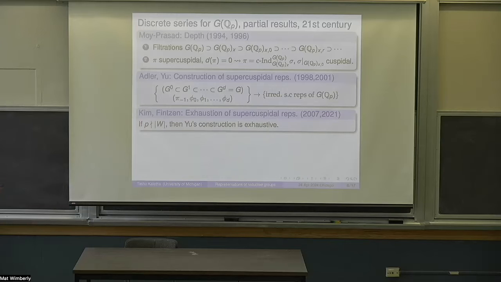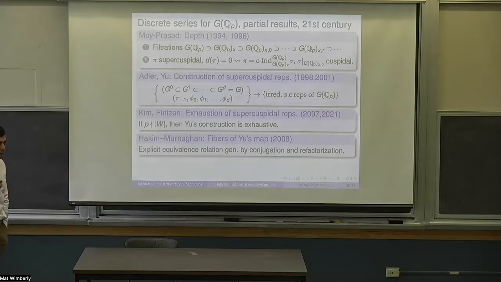But now the second question is, can it happen that different such input data produce the same representation? The answer is yes. This was studied by Hakim and Murnaghan, who gave an explicit equivalence relation on such data that described exactly the fibers of this map. And so now we have something that comes close to a classification of these representations, but it's a classification by complicated data up to complicated equivalence relation.